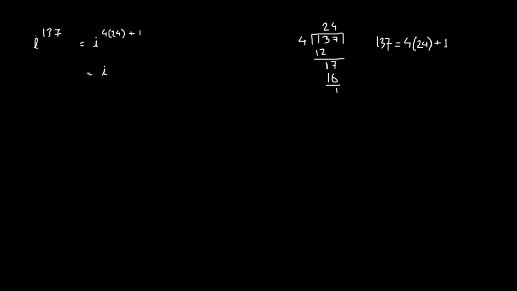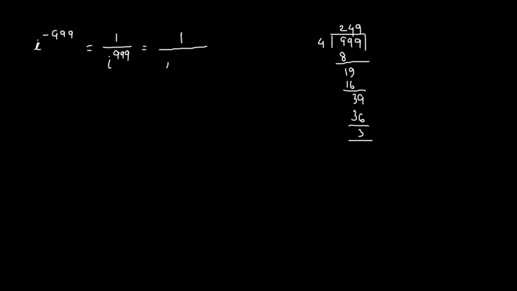This could be rewritten as i raised to the power of 4 times 34 times i raised to the power of 1, and then we have (i raised to the power of 4) whole raised to the power of 34 times i. We know that i raised to the power of 4 is 1, and 1 raised to the power of 34 is also going to give us 1, and the final answer will be equal to i. So this is the value of i raised to the power of 137.